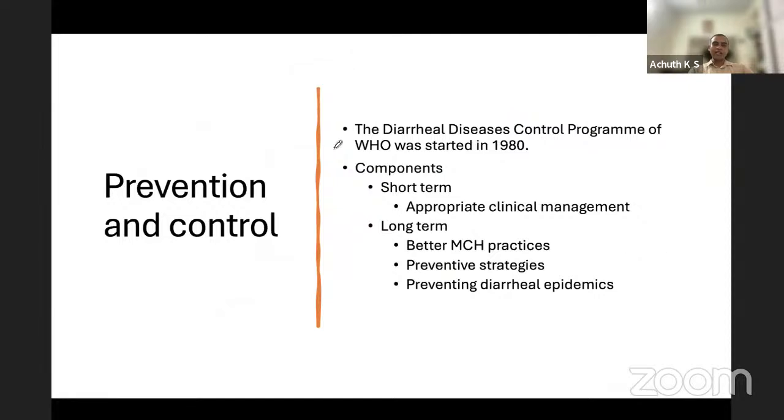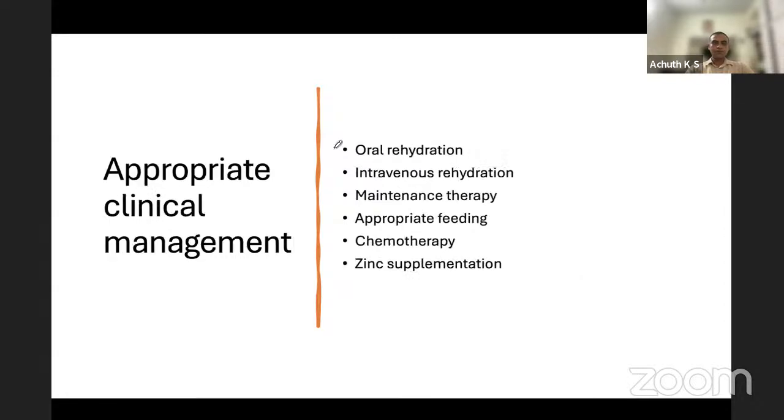How do we prevent and control? The diarrheal disease control program was started in 1980 and it had two components, that is short term and long term. Short term component included appropriate clinical management, and long term component included better MCH practices, preventive strategies, and preventing diarrheal epidemics. We'll see both short term and long term in detail.